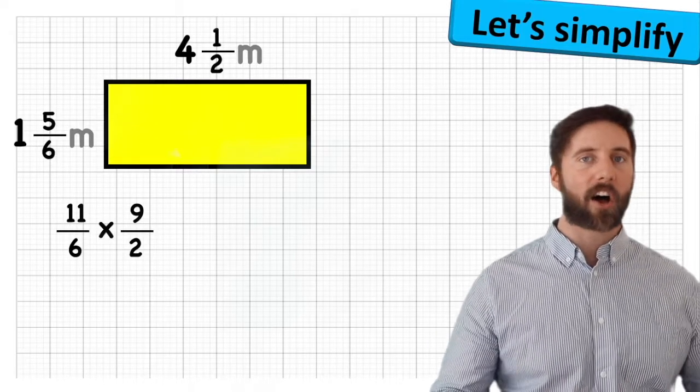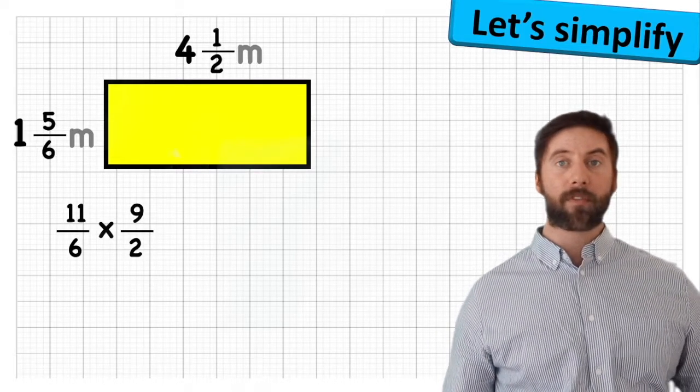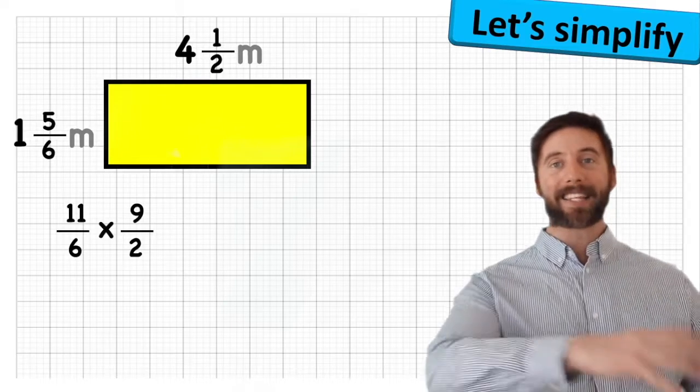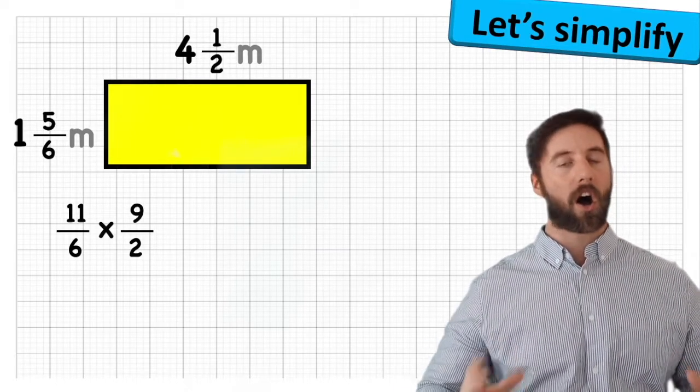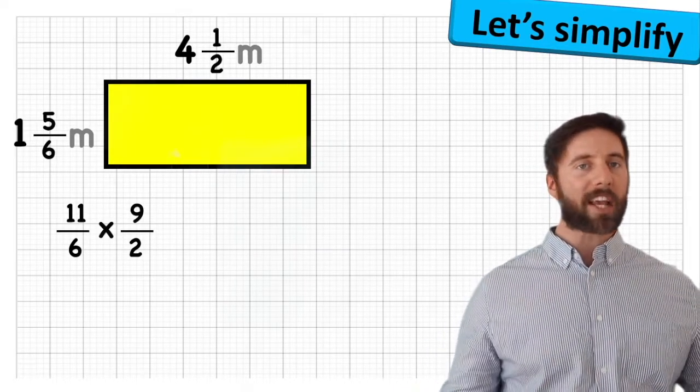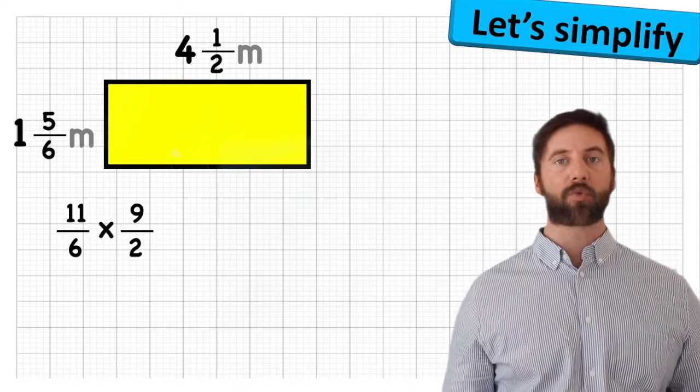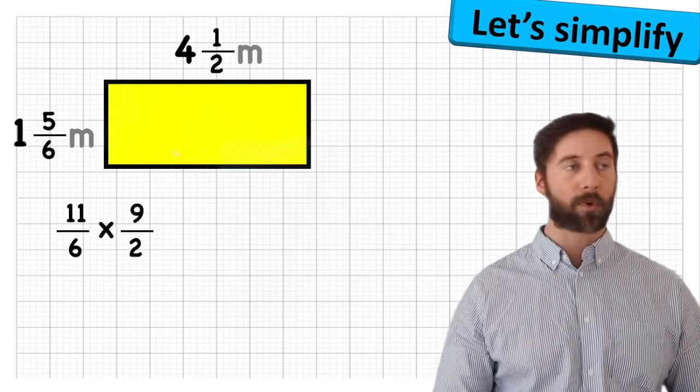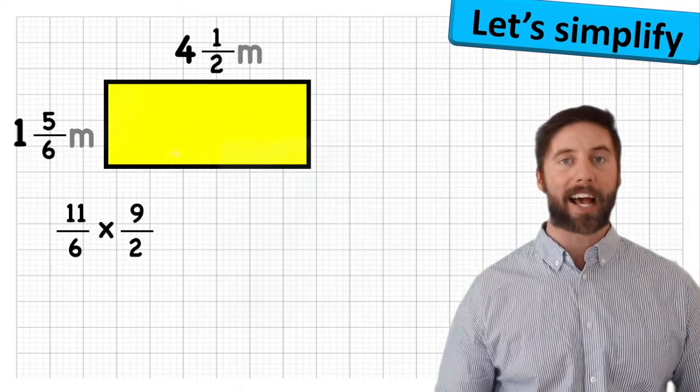And that is the hardest part. If you can get a good understanding of moving from a mixed number into an improper fraction, you are halfway there, okay? Now, just like any time when we're looking at fractions, we want to try and simplify them as much as possible so that we can see them as clearly as possible.